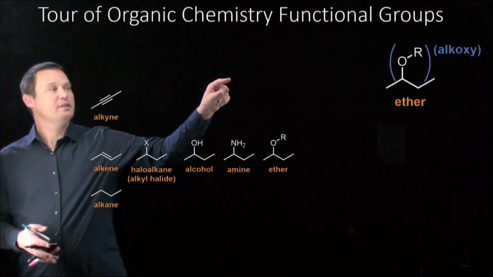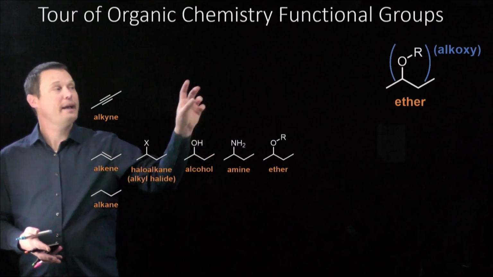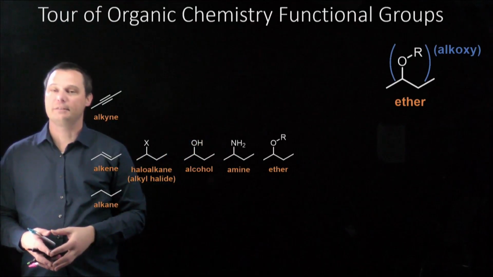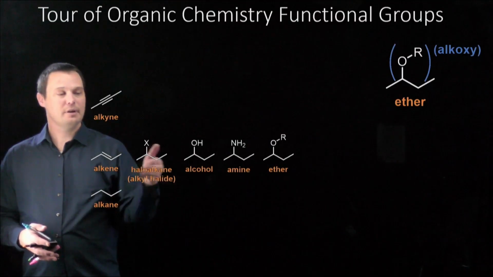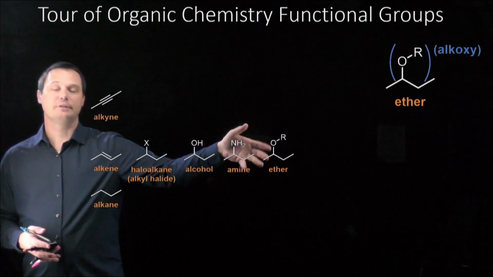That fragment, consisting of the oxygen and the other alkyl chain, is called an alkoxy fragment. The noun form is ether. The adjective form is an alkoxy fragment. The room is the ether. The appliance is the alkoxy group. Notice the structural similarities between the ether group and the alcohol group. The alcohol group is a carbon chain with a hydroxy group attached, the OH group. The ether is a carbon chain with an alkoxy group attached, an OR group.